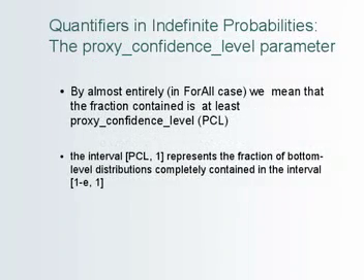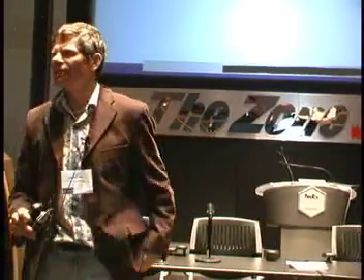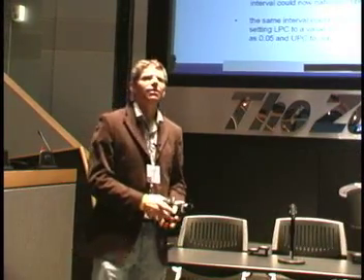So we need to define what we mean by almost entirely. In the for all case, we mean that the fraction contained is at least some value, which we call the proxy confidence level. And in that case, the interval proxy confidence level to 1 represents a fraction of the bottom level distribution, so the lowest of the 3 levels, completely contained in 1 minus E to 1.